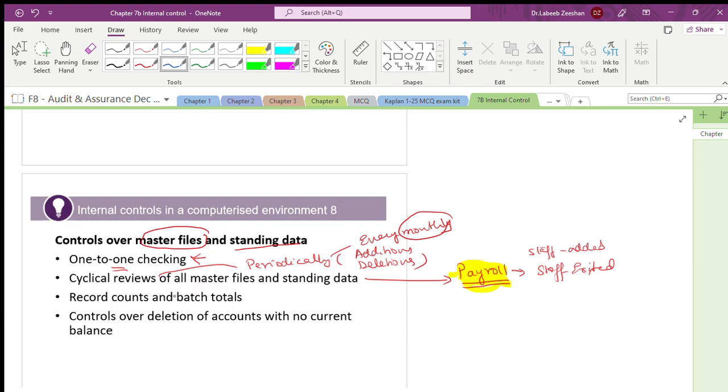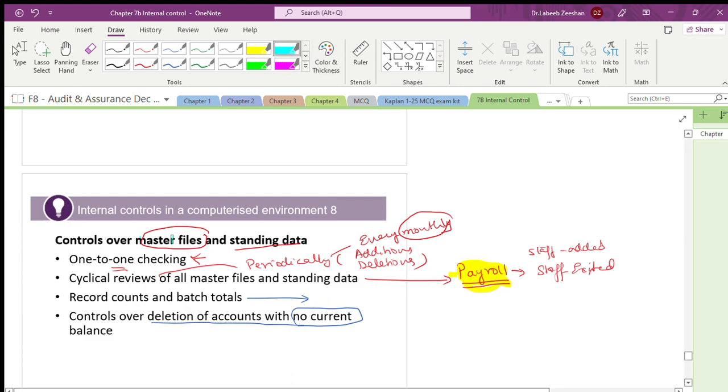We will look at how many records there are, and how many batches there are. Controls over deletion of accounts with no current balance: you cannot delete the accounts either. Basically, the experience is that we cannot access the master files. You cannot do anything as a supervisor, as a processing clerk, or as a basic middle level manager. We can only access, we cannot modify.